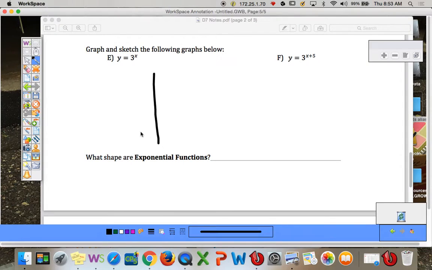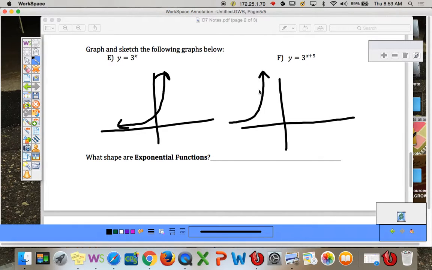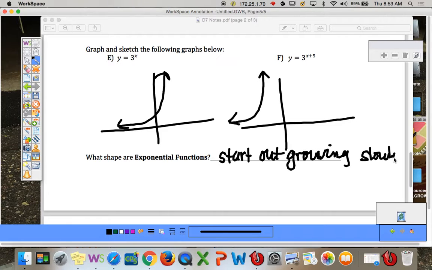So if we were to graph these, here's 3 to the x, pretty steep. And the other one's the same, but it's shifted over. What shape are exponential functions? Well, they start out slow, growing slowly, but then very quickly. So they start out pretty slow, but then they grow really fast.